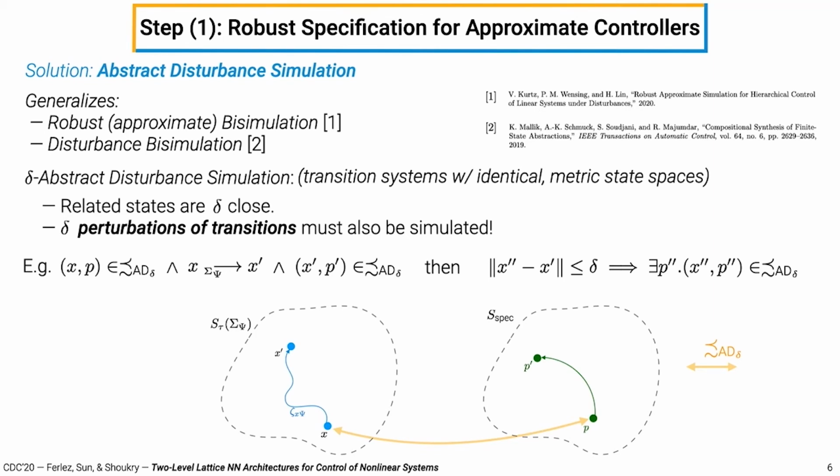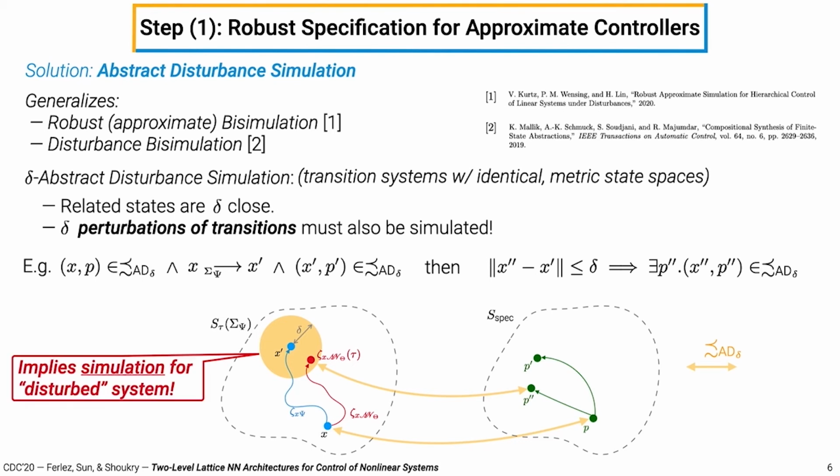Now if we have instead an abstract disturbance simulation relation with parameter delta, then any state that is delta close to x prime must also be simulated by the specification. So in particular, if we can choose our neural network controller to get within delta of the target state obtained by using the original controller psi, then we're guaranteed that that state will be simulated by some state in the specification. And so you note that disturbance simulation implies simulation for the disturbed or perturbed system.